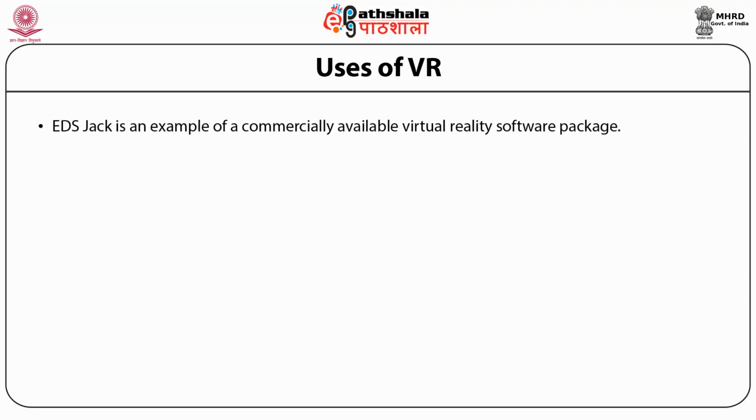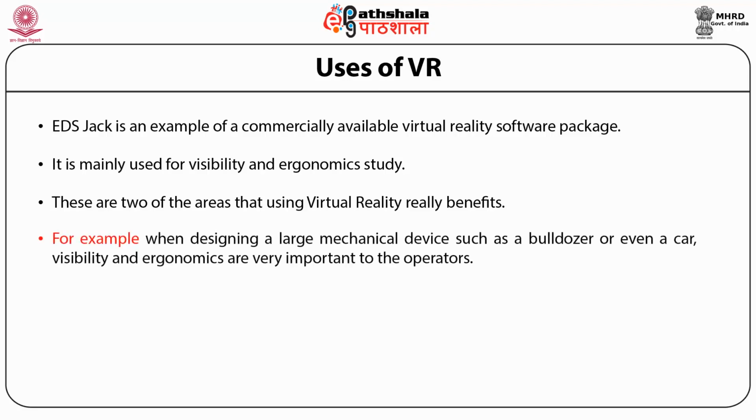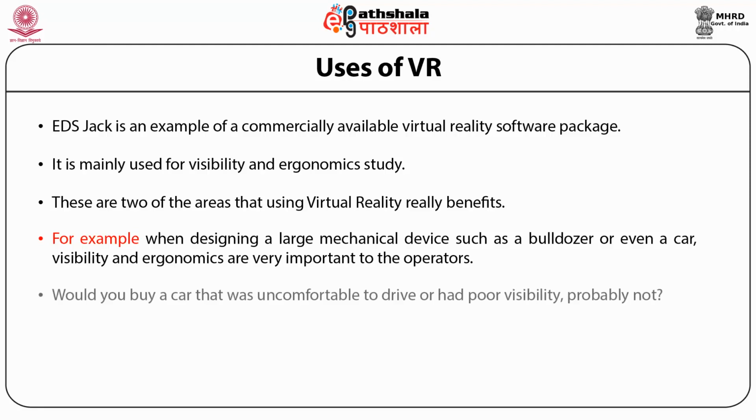ADS Jack is an example of a commercially available virtual reality software package. It is mainly used for visibility and ergonomics study. These are two types of the areas that using virtual reality benefits. For example, when designing a large mechanical device such as a bulldozer or even a car, visibility and ergonomics are very important to the operators. Would you buy a car that was uncomfortable to drive or had poor visibility?